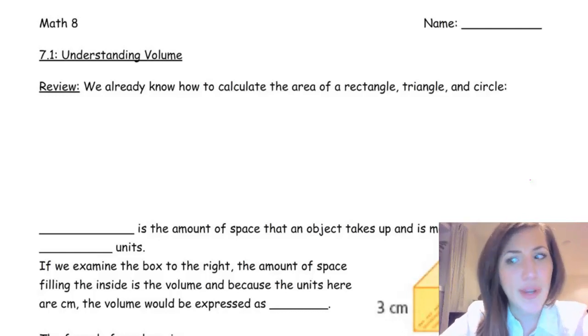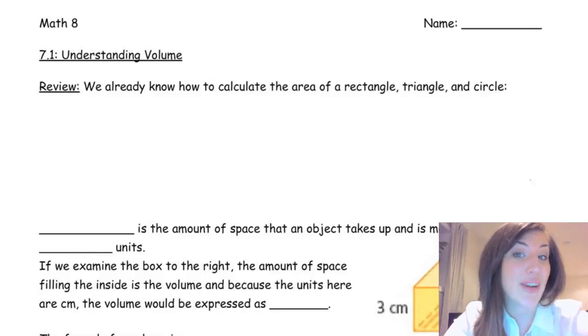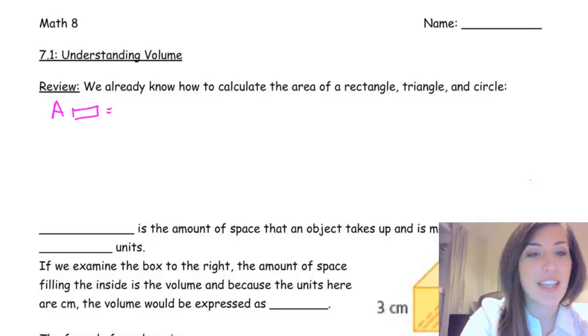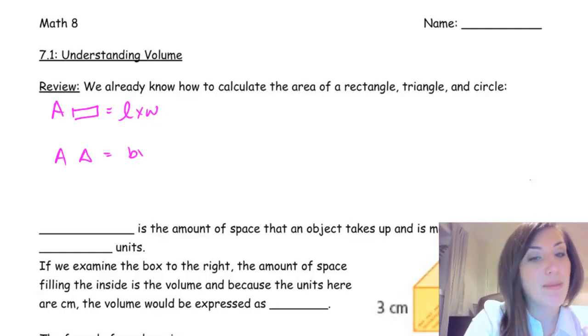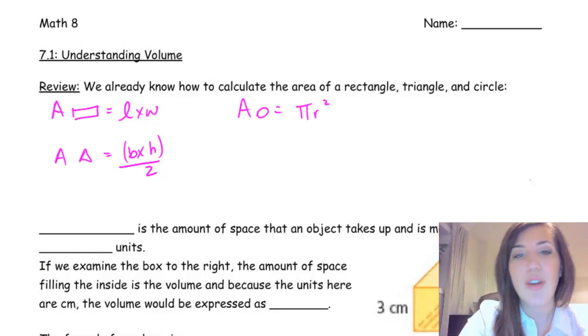Coming into this chapter, we already know a few things. We already know how to calculate the area of a rectangle, triangle, and circle. So let's just remind ourselves: the area of a rectangle is length times width. The area of a triangle is base times height divided by 2. The area of a circle is pi r squared, and we know a couple things here.